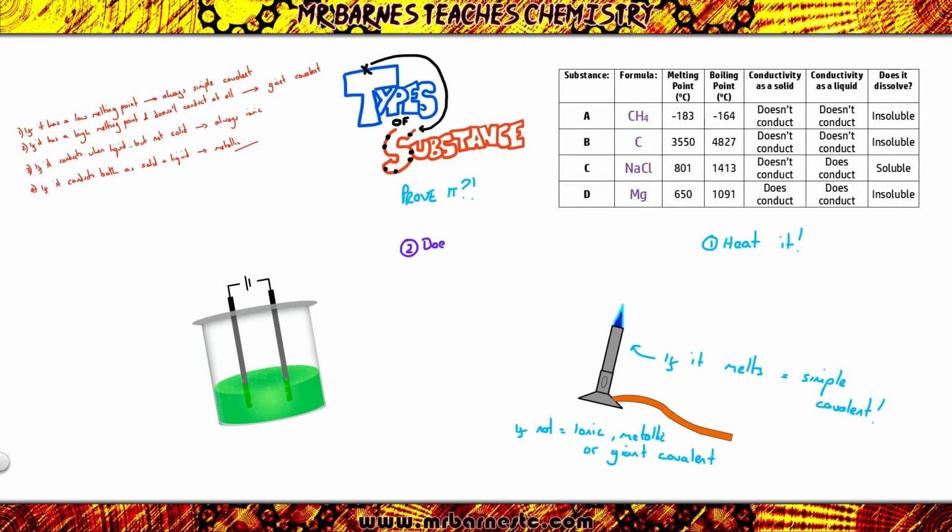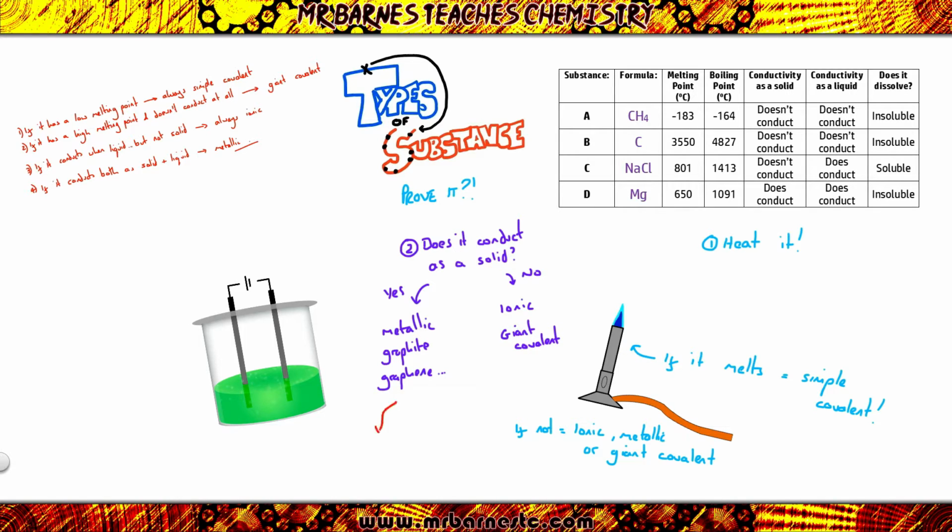If it's ionic, metallic, or giant, find out whether it conducts as a solid. So put it into a power pack with a light bulb in. If it conducts and the light bulb lights up, it's either going to be metallic or your exceptions for your giant covalent, which are your graphite, your graphene, your fullerenes, your nanotubes. If it doesn't conduct as a solid, it's going to be either ionic or giant covalent.